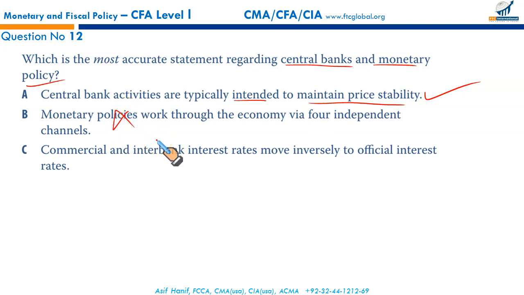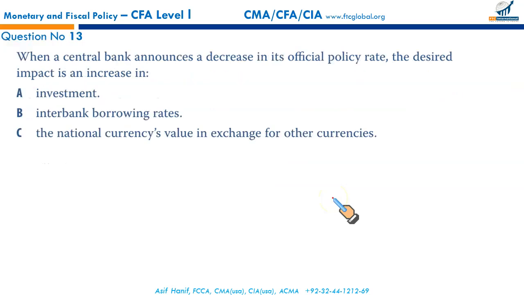They are not independent channels. And then finally, commercial and interbank interest rates move inversely to the official interest rate. Wrong. They move in the same direction. So that makes A the correct option.